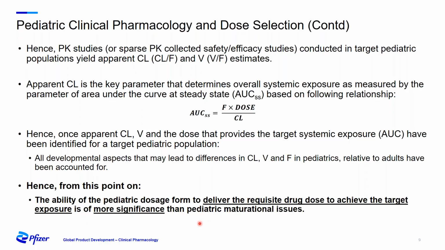So this is the key message on this slide: once you have determined the dose that achieves the target exposure, and that is dictated by the apparent clearance and volume identified, you have accounted for the maturational issues that typically lead to the difference in exposures between adults and the target pediatric population. So this is going to be a recurring theme in this webinar, and we'll come back to this as we go along.